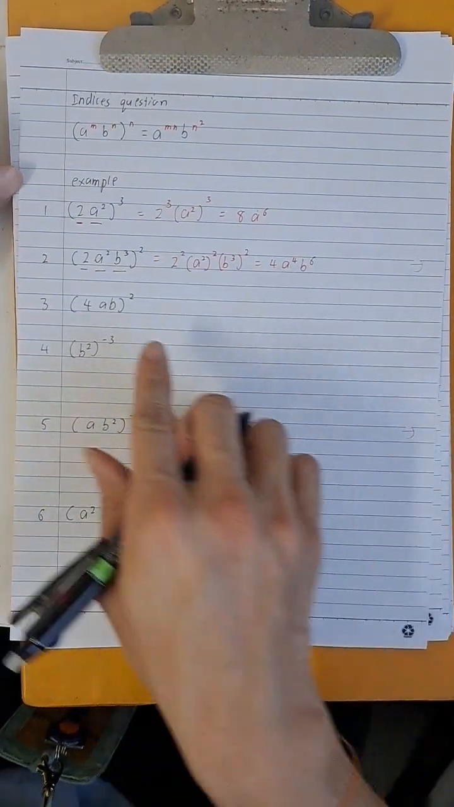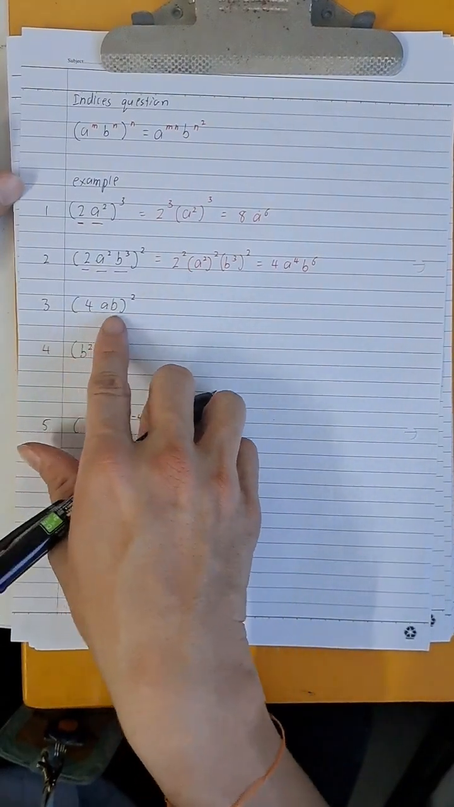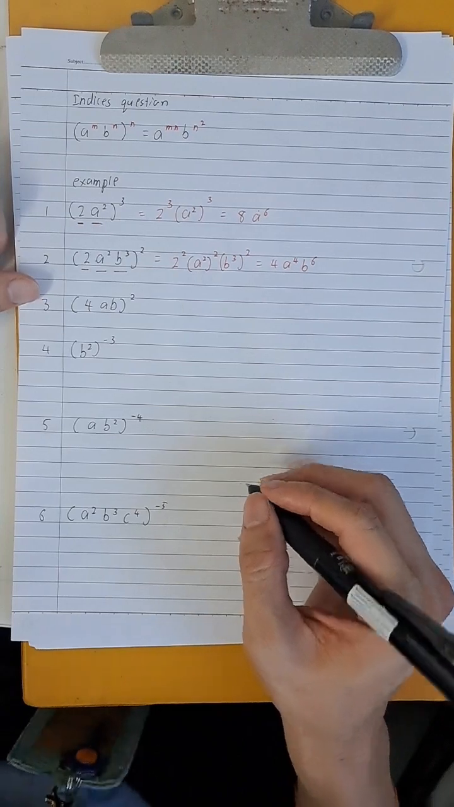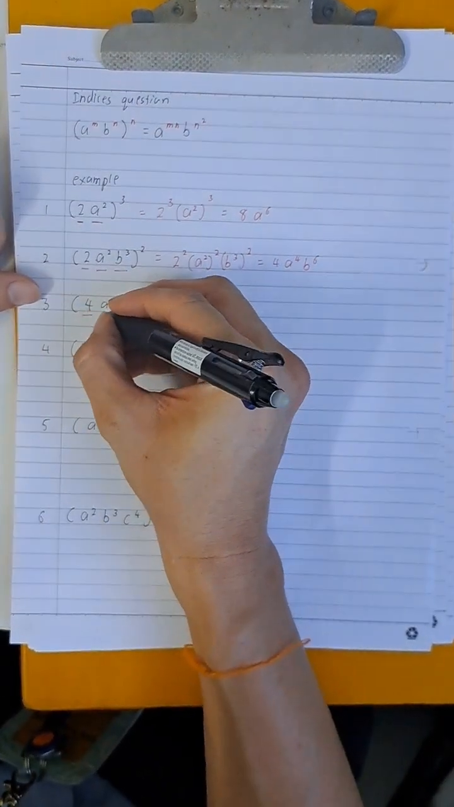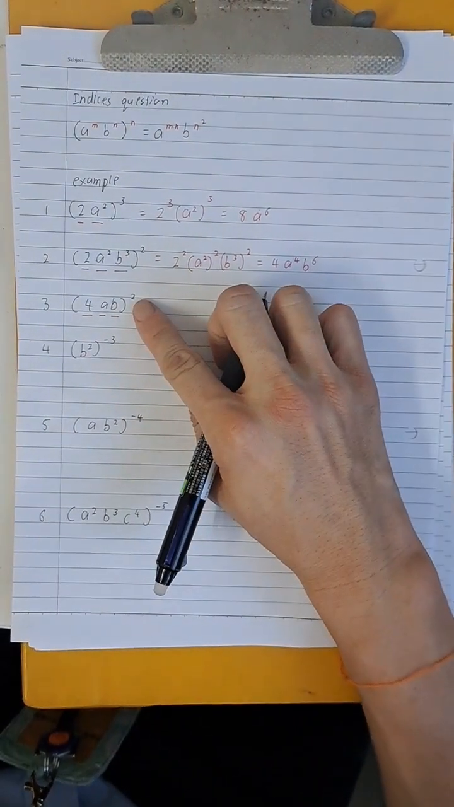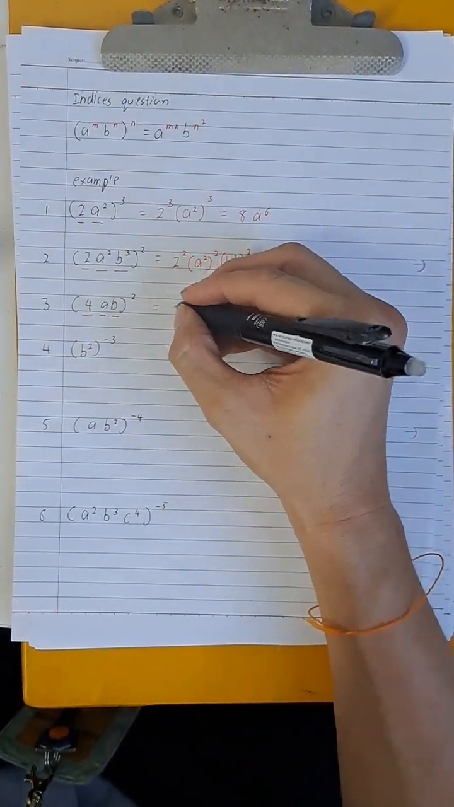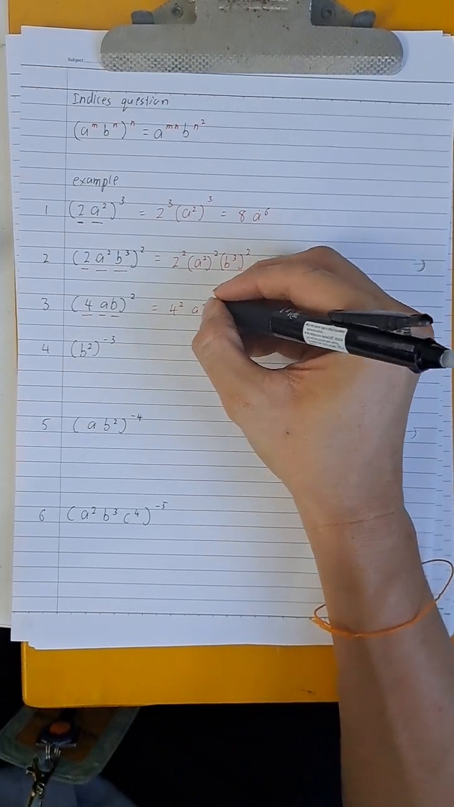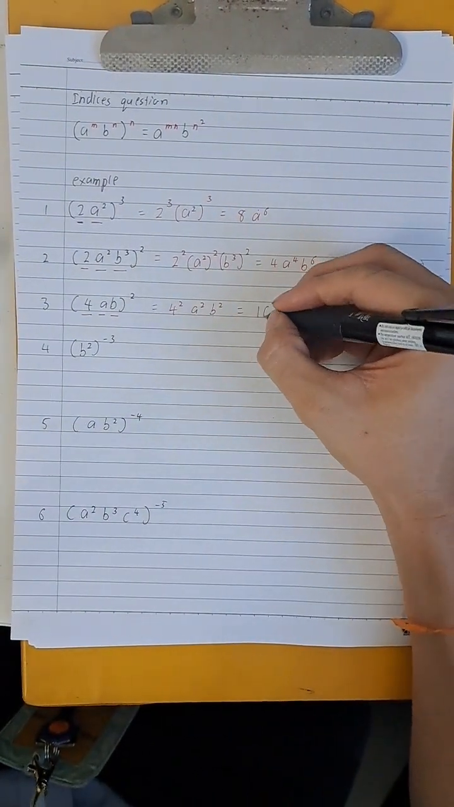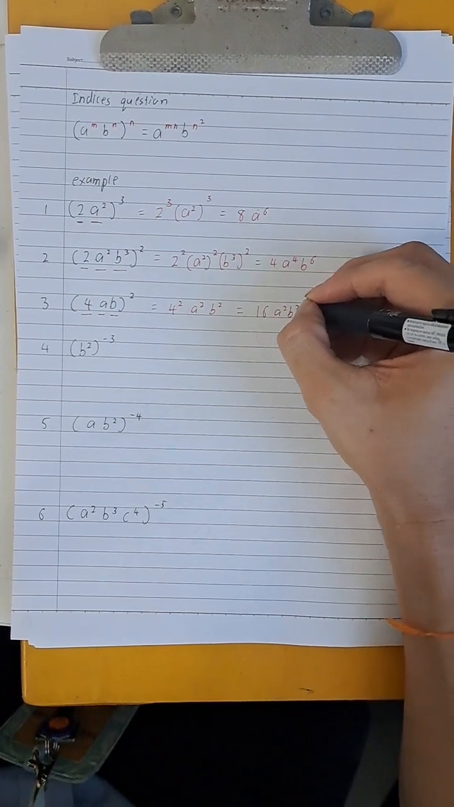Okay. Now, same thing over here. Let's take a look inside here. How many things are inside there? There are a total of 3 things: the 4, the a, and the b. So everything inside the bracket here will be squared. So it will be 4 squared, a squared, b squared. Expanding this, I will get 16 a squared b squared.